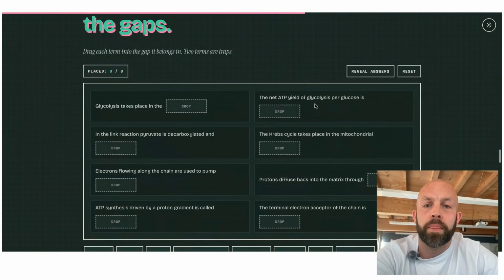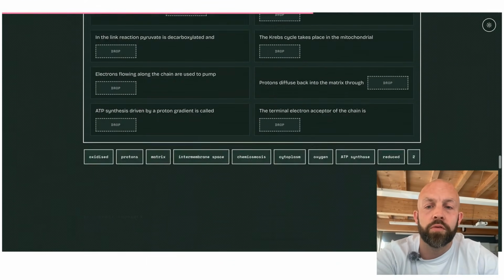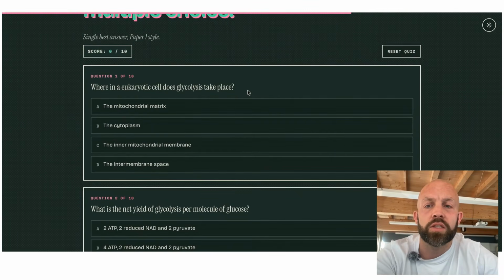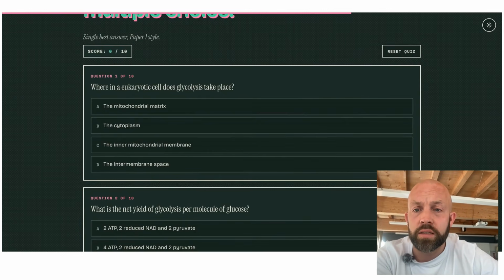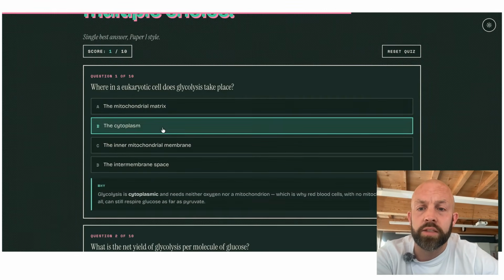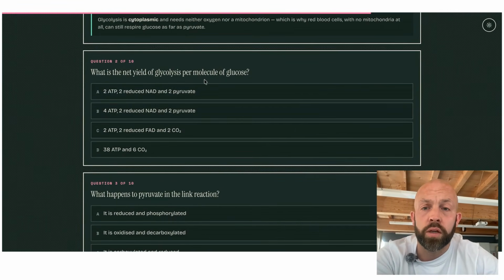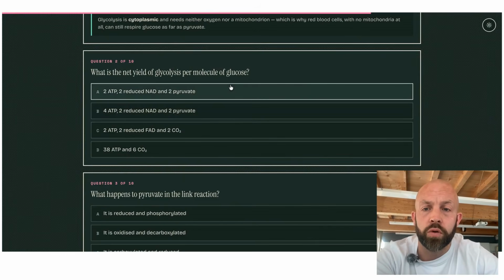Now, as a gap fill for you, a little bit of fun, and also a few questions at the end. So let's do a couple together. So where in a eukaryotic cell does glycolysis take place? Cytoplasm.